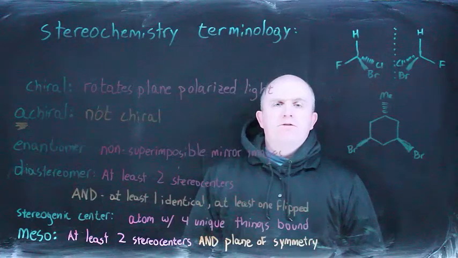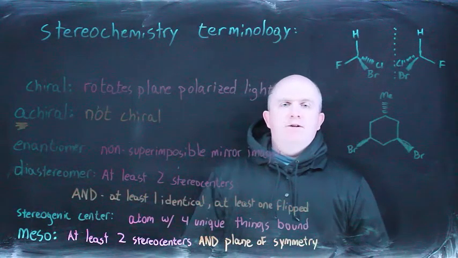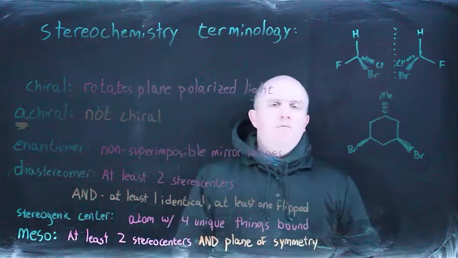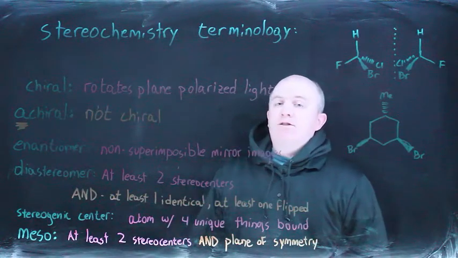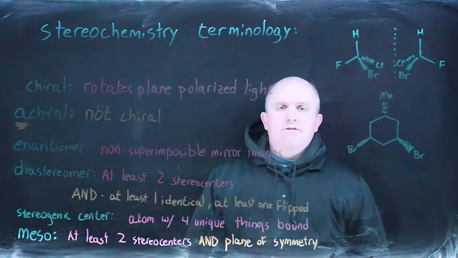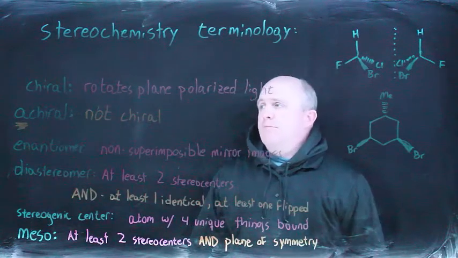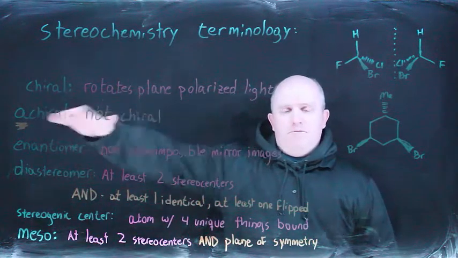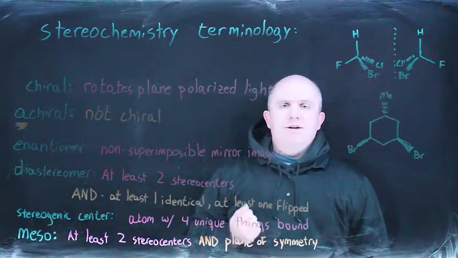Okay, so we're going to do a little bit more on stereochemistry, and in particular what I wanted to talk about this time was some terminology. And I've already started to use these terms, but nevertheless it's worth defining a couple of them explicitly. So a chiral molecule, as I said before, is a molecule that can rotate plane polarized light.